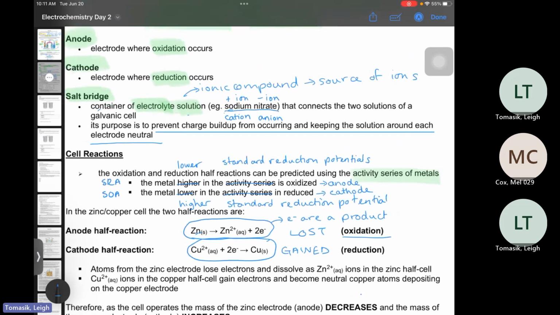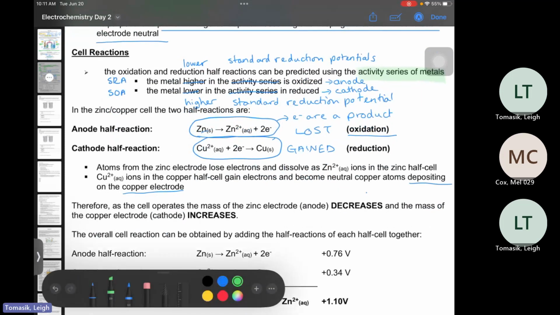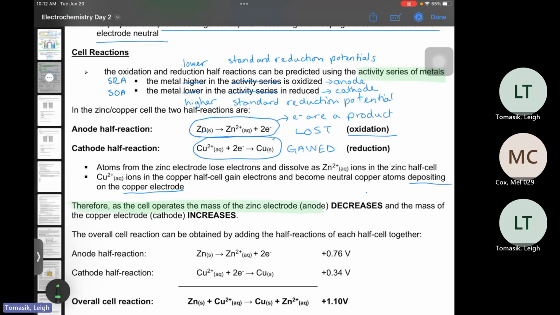Atoms from the zinc electrode lose electrons and dissolve as Zn2+ ions in the zinc half cell. Copper ions, which are aqueous, dissolved in water, in the copper half cell gain electrons and become neutral copper atoms, and they deposit on the copper electrode. Okay, and it says, therefore, as the cell operates, and this is a very important part, the mass of the zinc electrode decreases and the mass of the copper electrode increases.